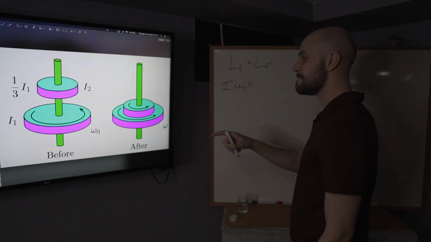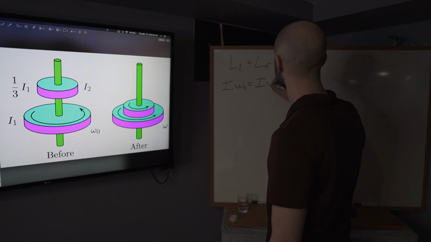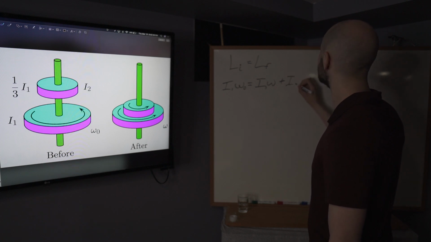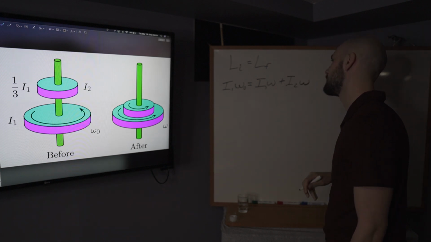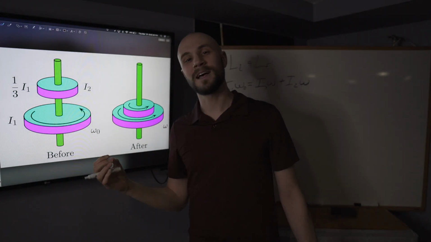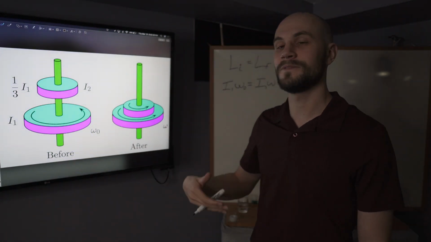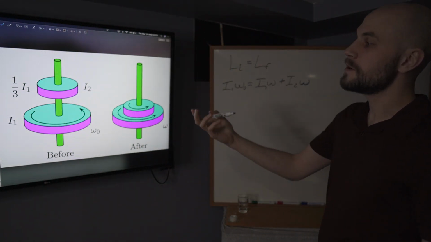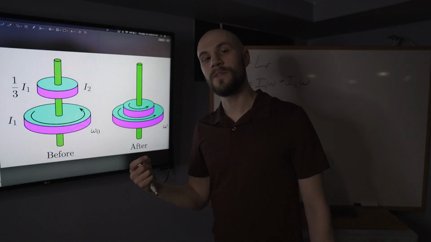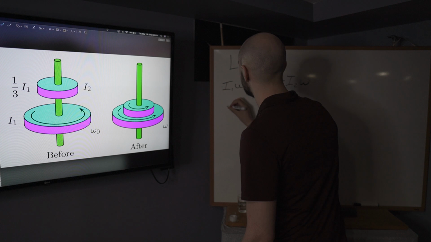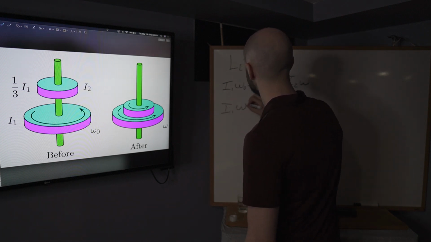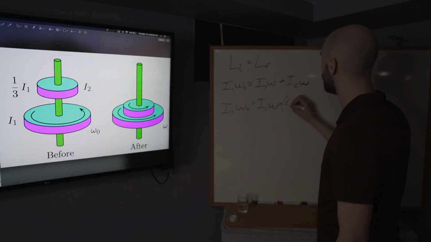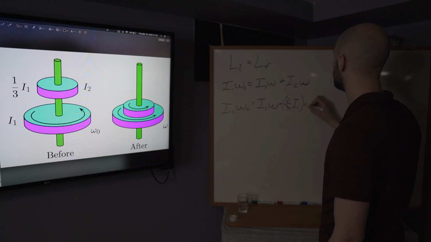We have disk 1 rotating with the final angular velocity omega, and disk 2 rotating with that same final angular velocity omega. Again, we're trying to solve for the final angular velocity in terms of the initial angular velocity. Now we want to plug in what we know. The rotational inertia of disk 2 is 1/3 that of disk 1. So I1 omega naught is equal to I1 omega plus 1/3 I1 omega.